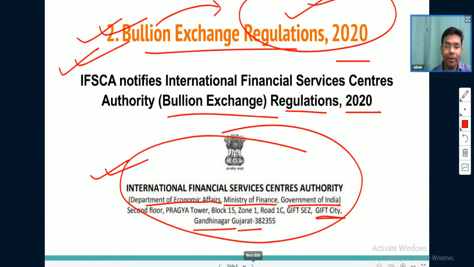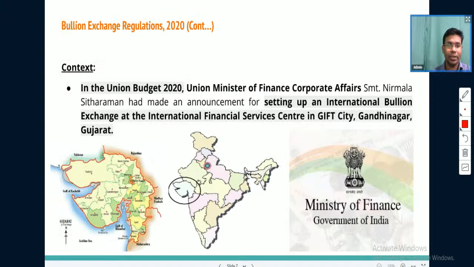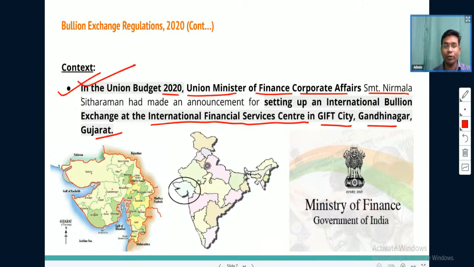Apart from this, let us understand what the regulations are about. What is the context? In the Union Budget of 2020, the Union Minister of Finance and Corporate Affairs, Smt. Nirmala Sitharaman, made an announcement for setting up an international bullion exchange at the International Financial Services Centre in GIFT City, Gandhinagar, Gujarat. This announcement was made in the Union Budget of 2020. That's why they later created the International Financial Services Centres Authority in GIFT City, Gujarat.